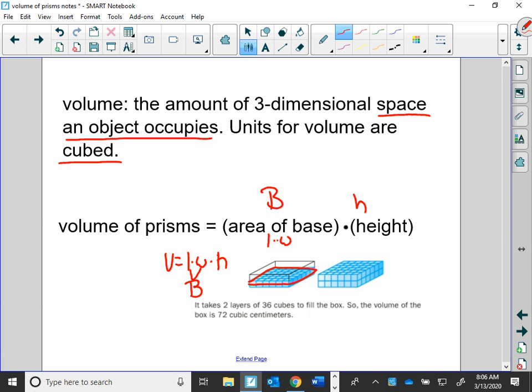So for this example, it takes 2 layers of 36 cubes to fill the box. So the volume would be 72 cubic units because we take 36, which is how many are on the bottom, multiplied by the height, which is 2, and 36 times 2 is equal to 72 cubic units.